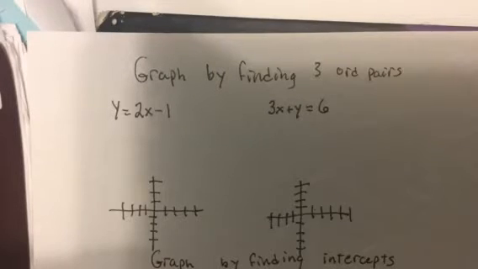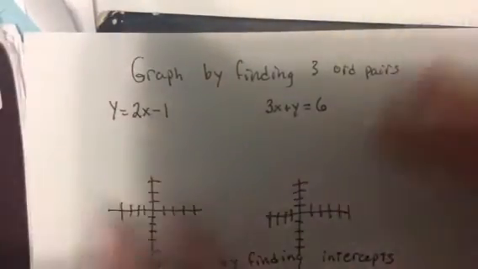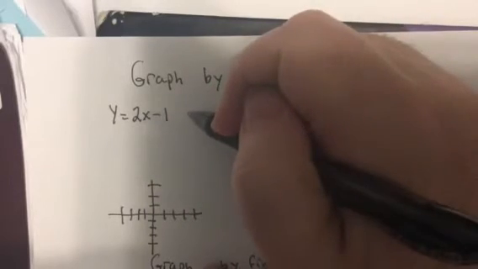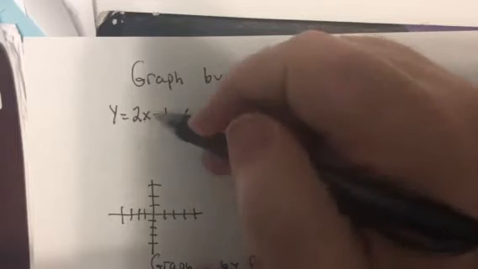So graph by finding three ordered pairs. Just plug and chug. Put a number in for x, see what y would have to be. Now if you want to do a table, that's fine with me. I'm going to put in 0.